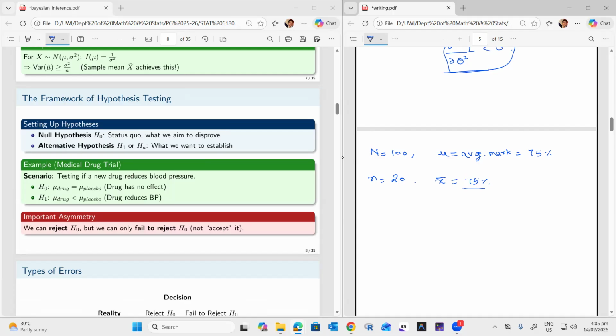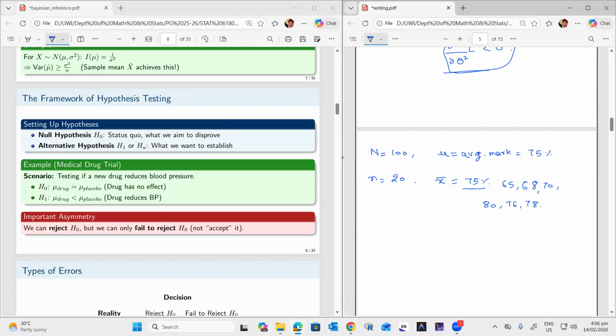It might be 65, 68, or 70, or 80, or 76, 78, like that. It may be surrounding 75%, but it should not be exactly 75% because we are taking a sample of 20. We are not going to consider all the 100 students. So that means we are going to lose information here. When you lose information, definitely the estimated value of the parameter is going to be affected by that.